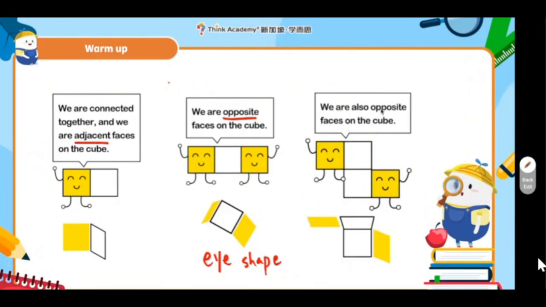And then you see this one, it says we are also opposite faces on the cube. And this one is called the Z shape. Last time, Teacher Jane sent you a document, right? Inside there is also content about the opposite faces and adjacent faces. You can let your parent print it out, and then you can cut it and fold it to observe the opposite faces, okay?